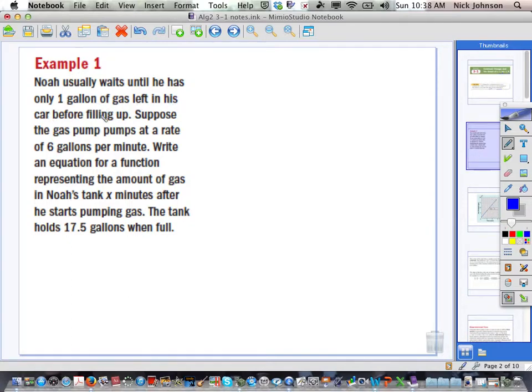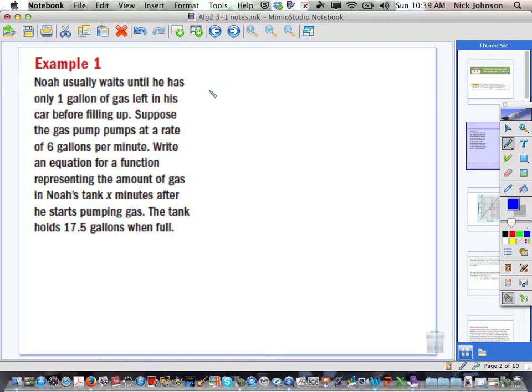In example 1, it says Noah usually waits until he has only 1 gallon of gas left in his car before filling up. Suppose the gas pumps at a rate of 6 gallons per minute. Write an equation for a function representing the amount of gas in Noah's tank x minutes after he starts pumping gas. The tank holds 17.5 gallons when full.